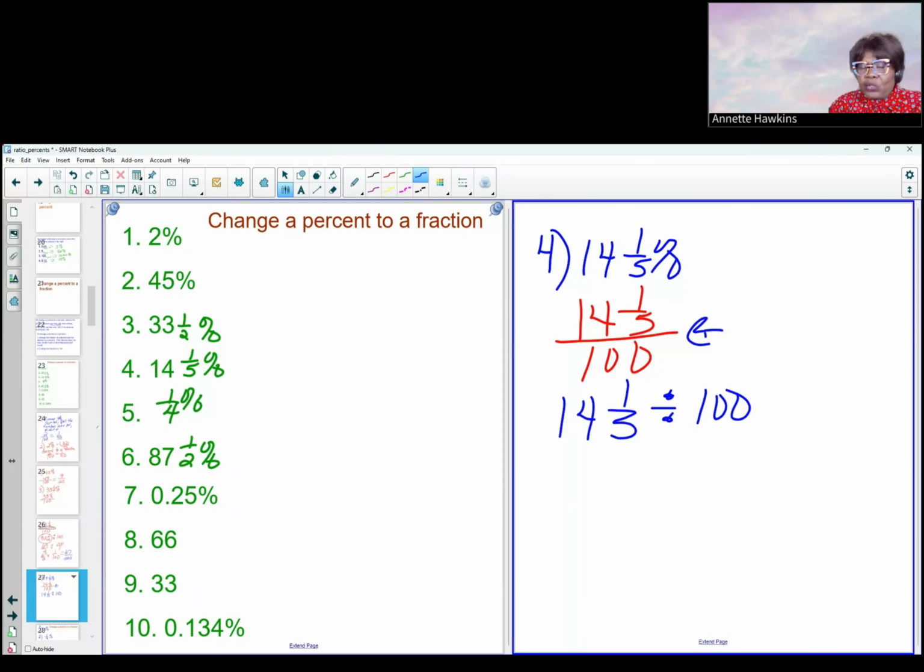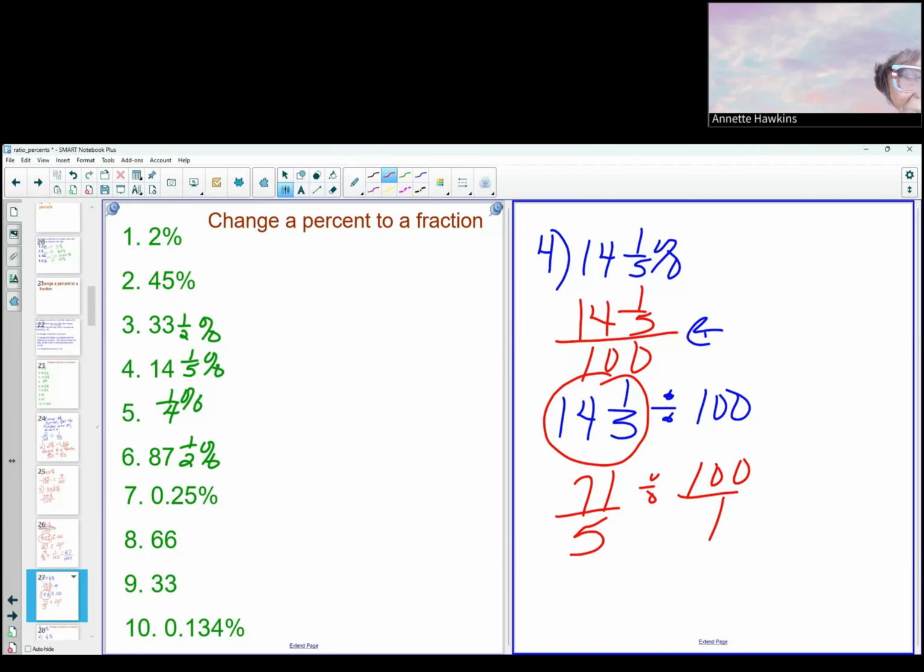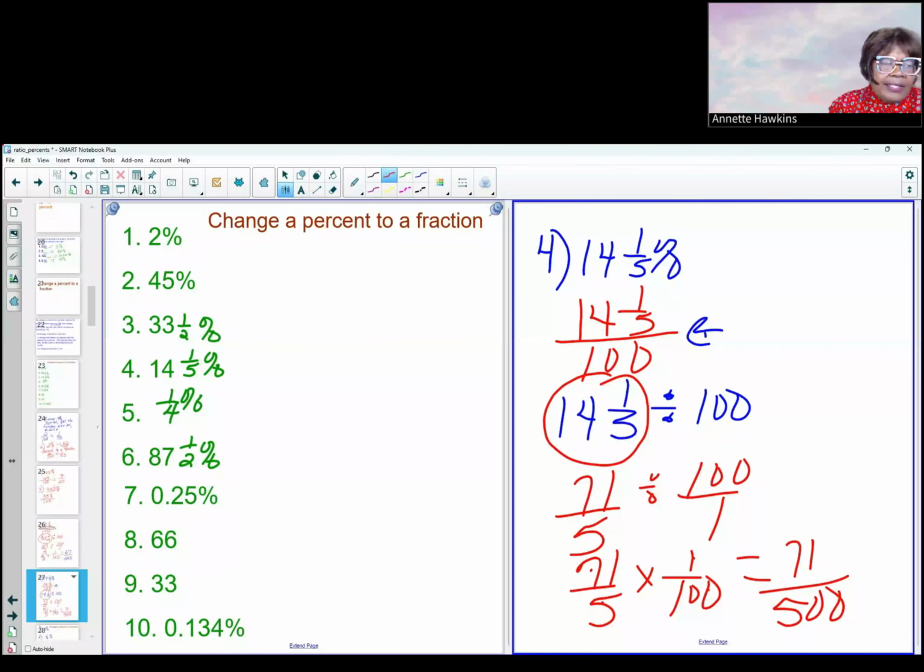We're going to change it to what we normally see when we divide with fractions. Then we're going to change this to a fraction. What's that? 71 over 5. We're going to change this to a fraction, and then we're going to flip. Top times the top, bottom times the bottom. 71 over 500. Very good.